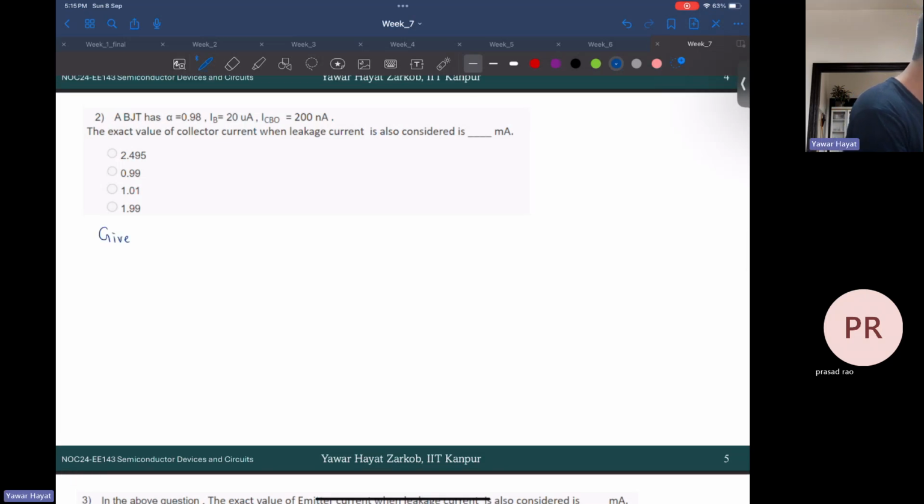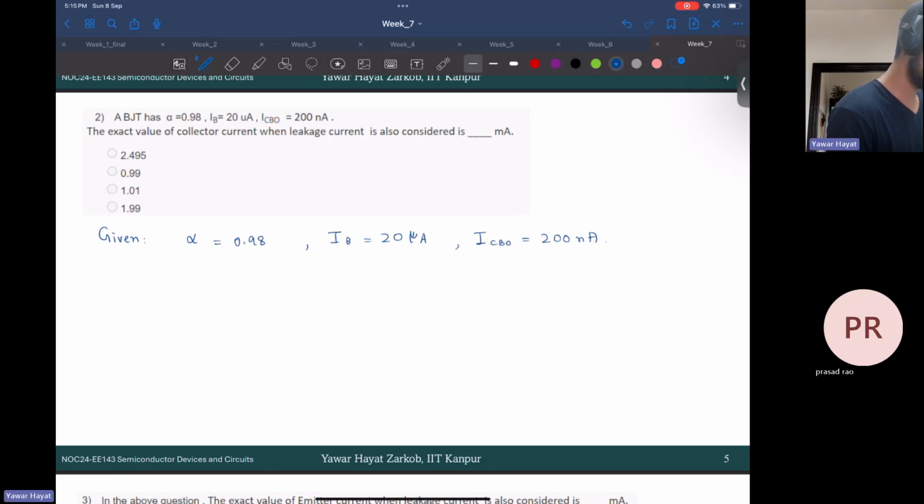So let me first write what was given. We were given the current gain, right? Alpha 0.98. We were also provided IB, which was 20 microamps, and ICBO, which was 200 nanoamps, right?